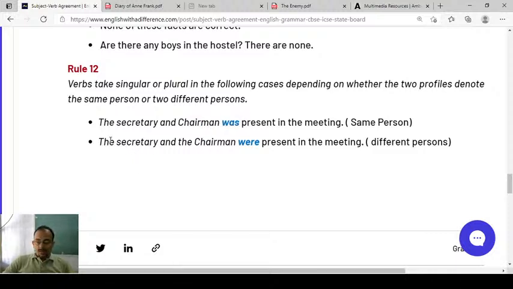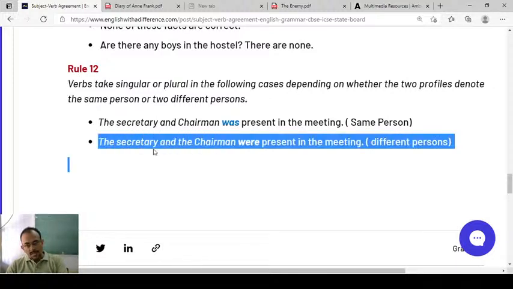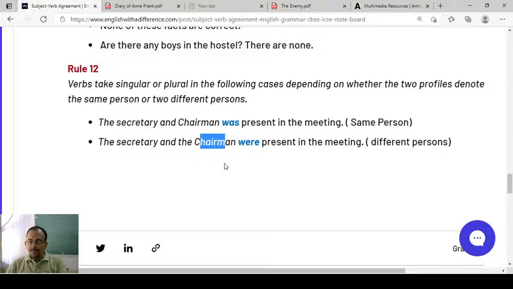But whenever the profiles represent different persons, like the secretary is one person and the chairman is another person, then the verbs are always plural. Whenever the two profiles represent a single person, the verb will be singular. So the secretary and chairman was, because they represent the same person, whereas in the second sentence the secretary and chairman are different persons. That is why it is were here.